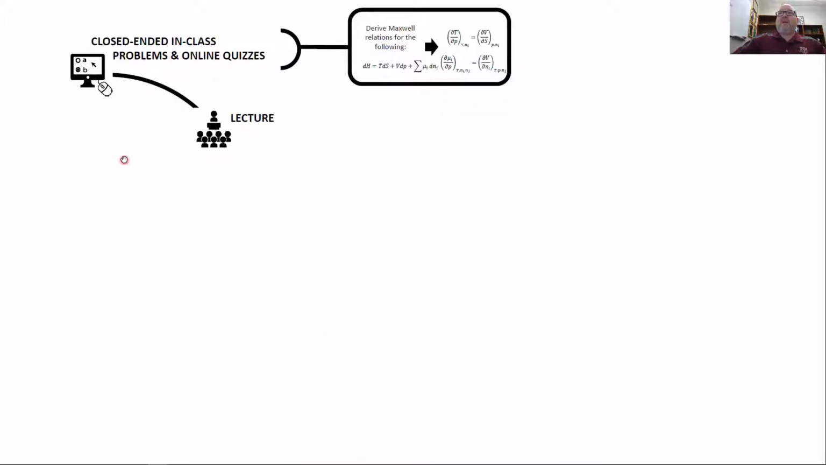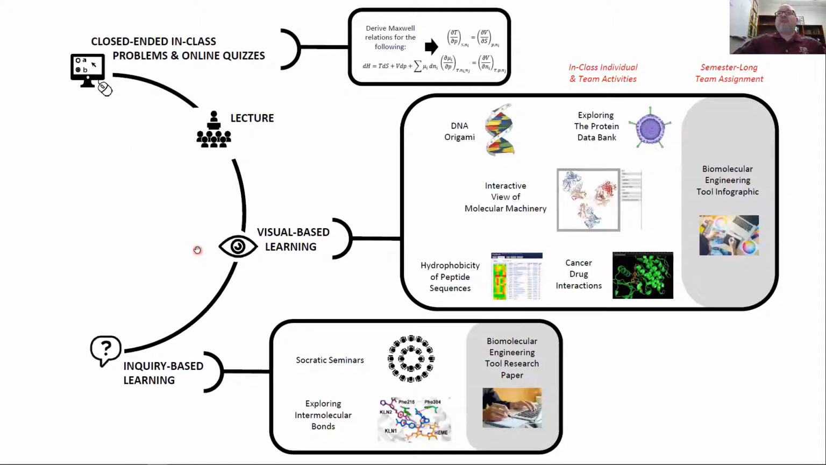And so what I did with the traditional class was add to it visual-based learning and inquiry-based learning. So this class is a method that takes into account all four different pedagogies on a weekly basis. So throughout the week, students are exposed to this hybrid method of teaching as we go over concepts and fundamentals. The visual-based learning focused on both in-class and team activities, as well as semester-long activities. Same thing with the inquiry-based learning. There were some in-class activities as individuals and teams, and there was a team assignment as well.